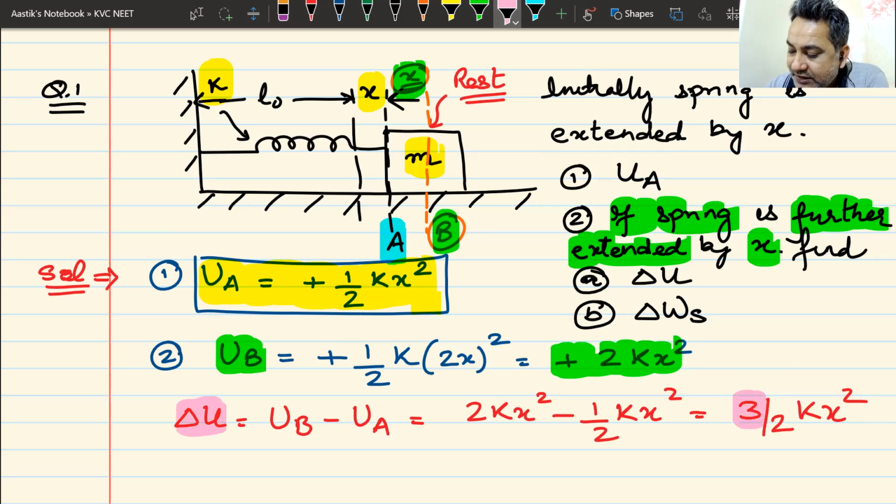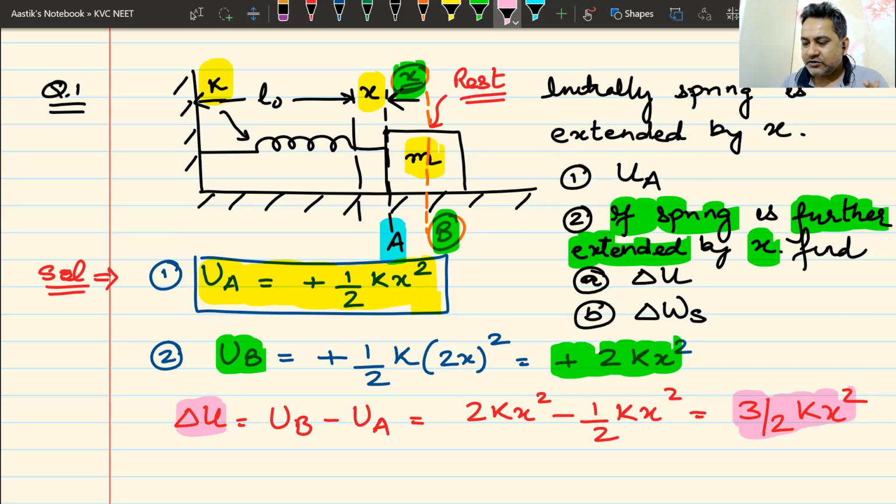The change in gravitational, no. Whenever I say gravitation, just forget the gravitation part. Remember the spring wala part. The change in spring potential energy. Remember, this energy is stored. You can use it for some work. 3 by 2 kx squared. That is the answer that we were looking at.